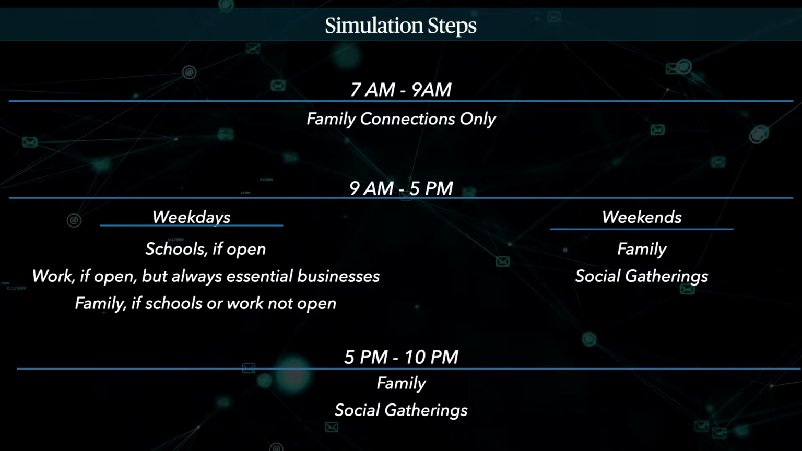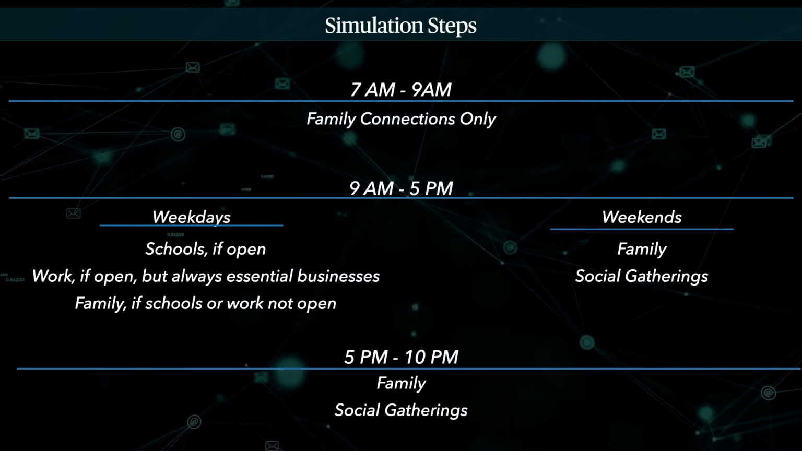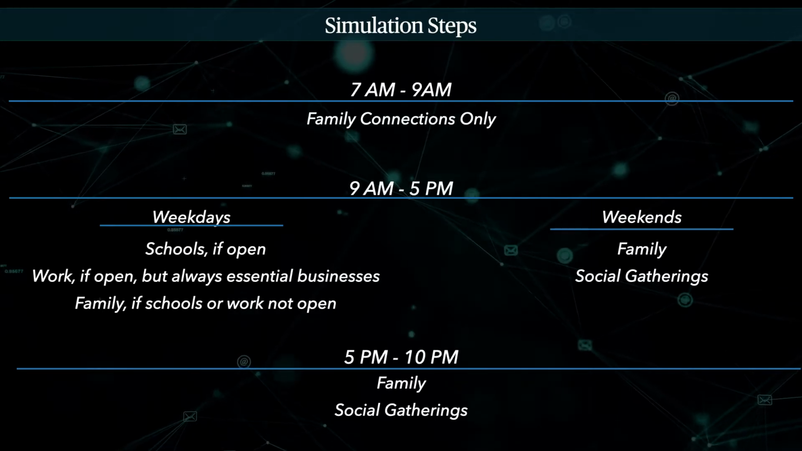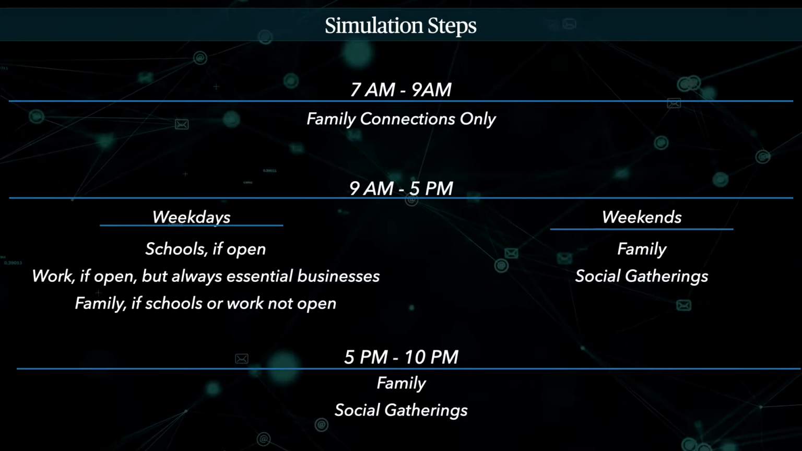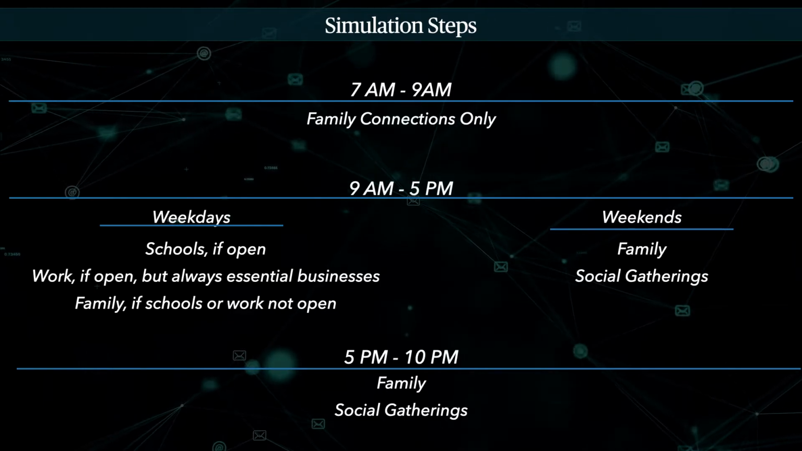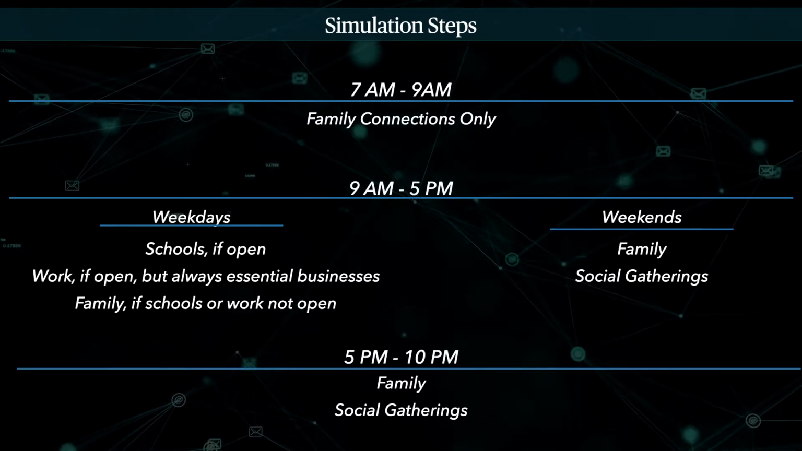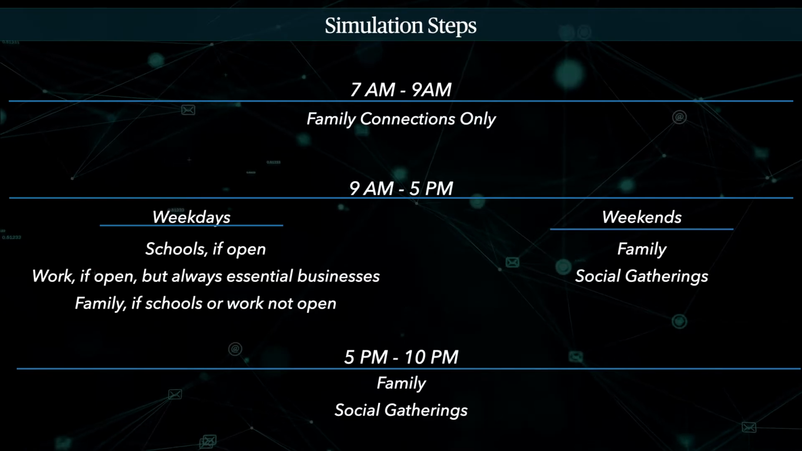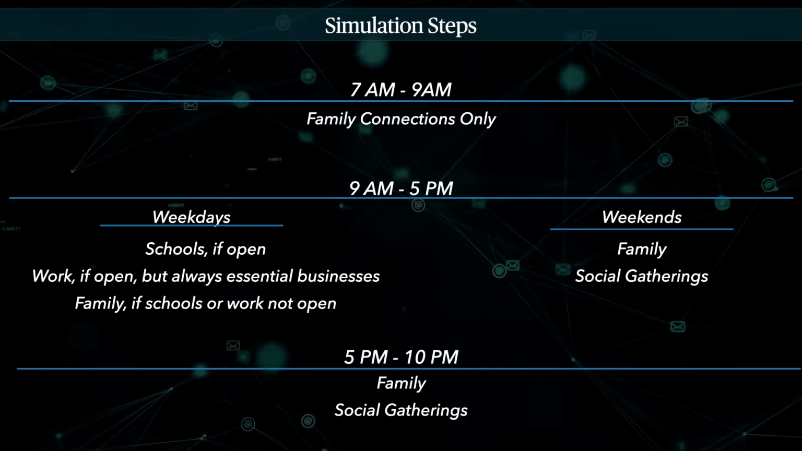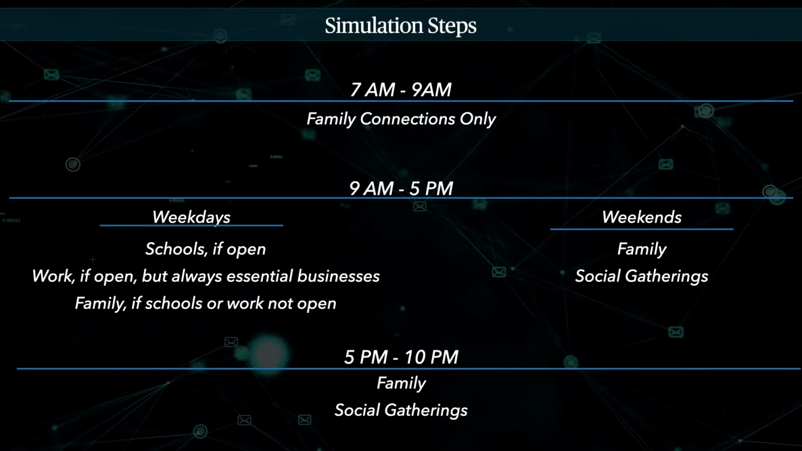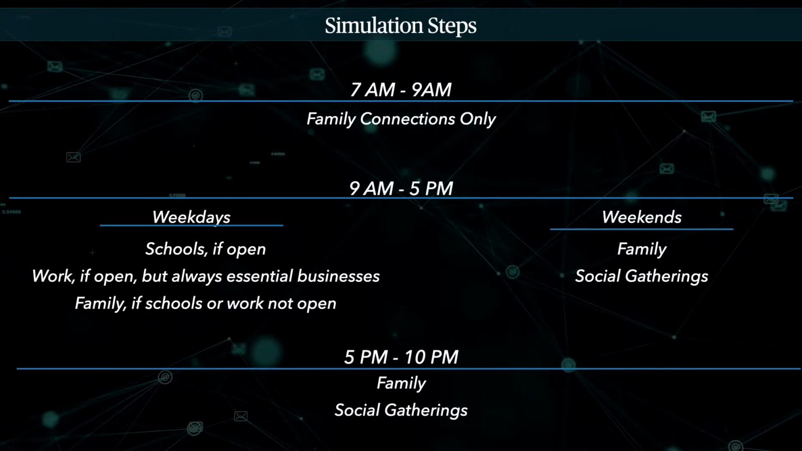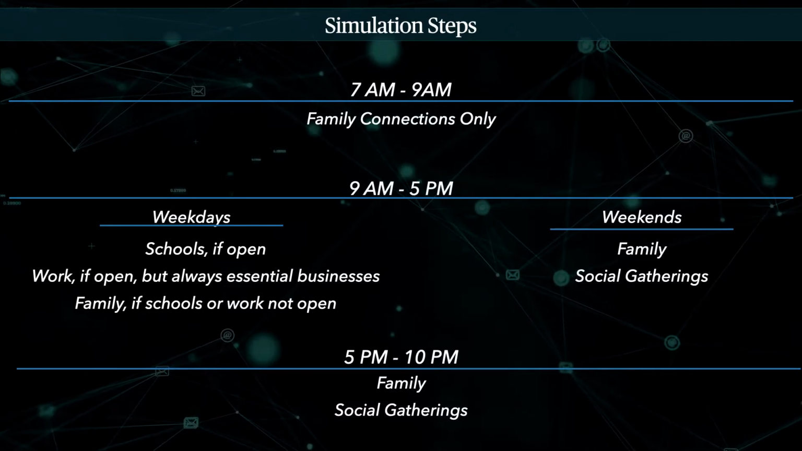2 of the 15 workplaces, however, are deemed essential and stay open even when all other workplaces are closed. During the weekend, family connections are active, as well as any social connections which may be randomly made using the algorithms discussed above. Finally, from 5 p.m. to 10 p.m., the work and school social connections are removed and only family and social connections are made.